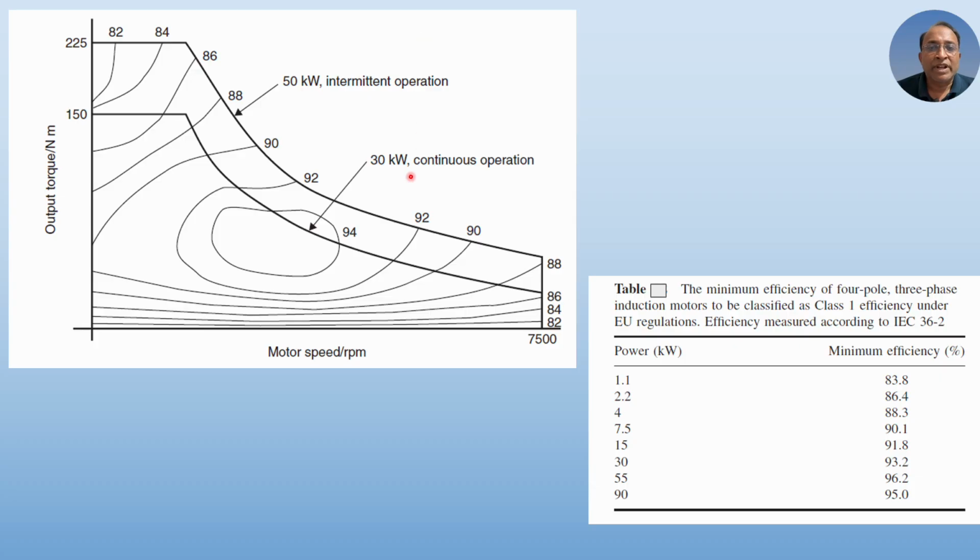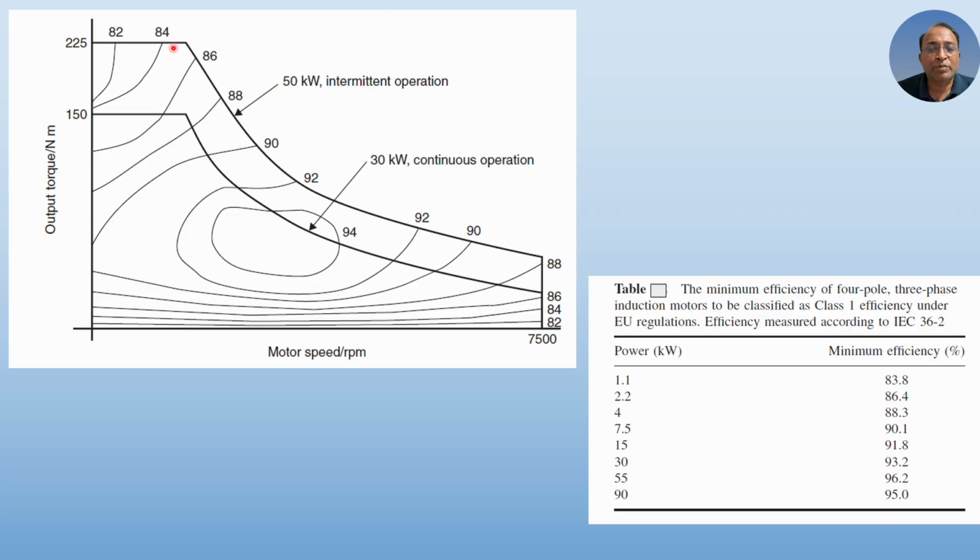Please observe the efficiency of the motor for maximum torque. So here it is a maximum torque, 225 Newton meter. The efficiency is lowest, having a value of 82%, right? We can see it is 82% for a maximum torque that occurs during the starting.